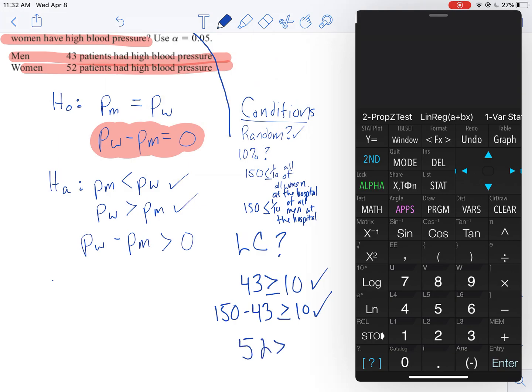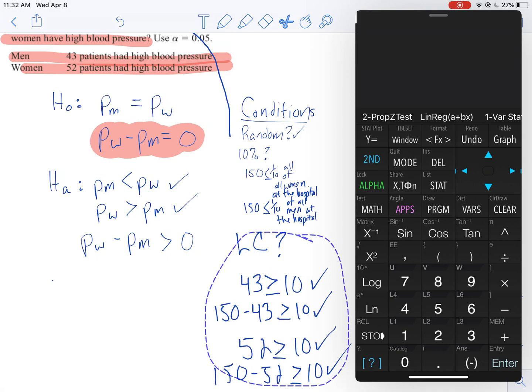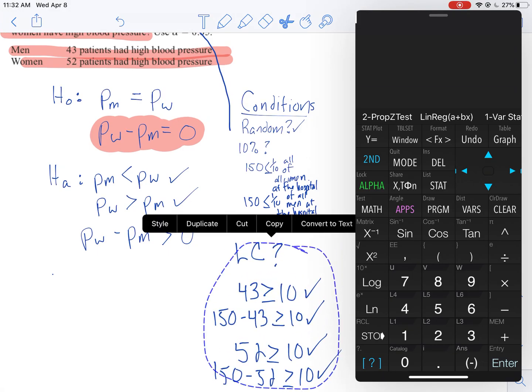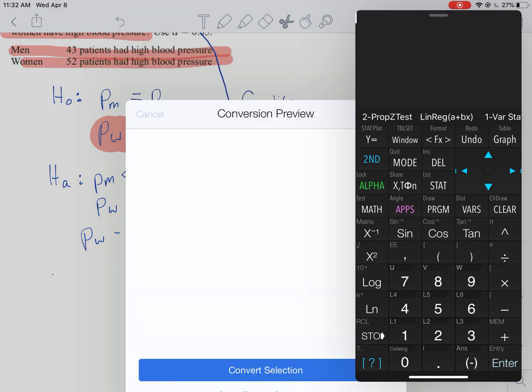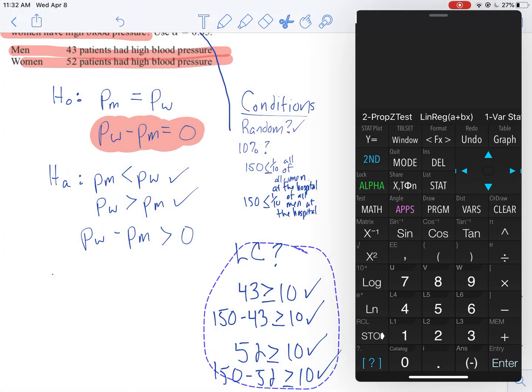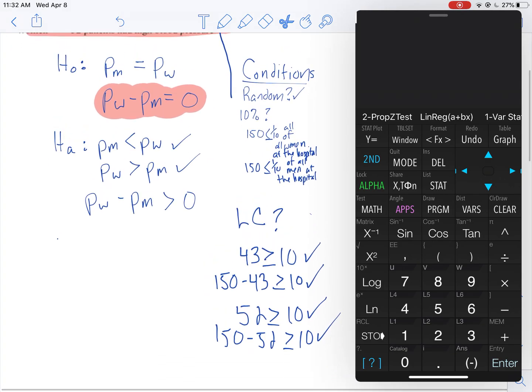For women, you have 52 patients. Okay, so I'm going to check that out. 52, greater than or equal to 10. Check. Now, I'm not done. I check that the women who don't have it, excuse me, it's also greater than or equal to 10. Guess what it is? I've checked my conditions. That's important. If you're only doing a quick check and you're not doing it for each of your proportions or your populations, you're doing it wrong.